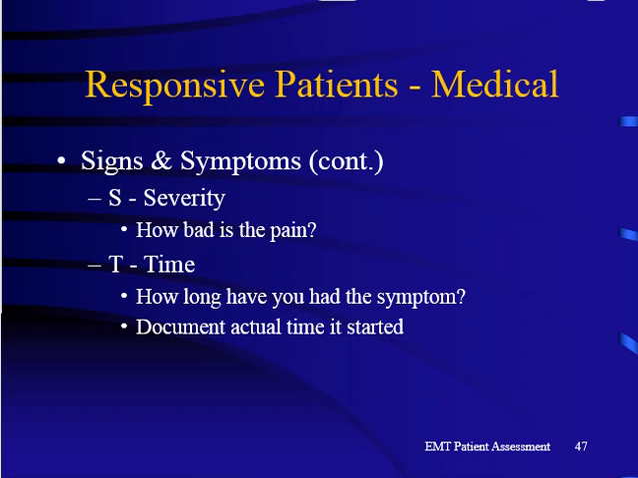And then you're going to have the severity. How bad is the pain? Is it on a 1 to 10 scale? 1 being the lowest, 10 being the worst. So kind of get them to tell you what the pain level is. Also, pain level, some people can take pain better than others, so don't ever discredit their pain level, because you never know. And then time. How long have you been having the symptoms? Document the actual time that it started. Make sure you put that in your documentation of when their pain started.